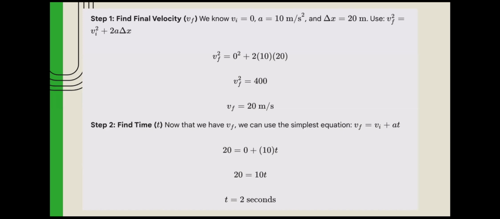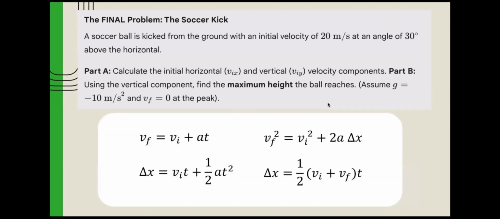And then the second step, we can find time. So all you have to do is take the final velocity, the initial velocity, and the acceleration. You can plug those three values into the equation vf equals vi plus at to find the time of flight. And this is going to be the last problem we're doing today, and this one will require trigonometry.